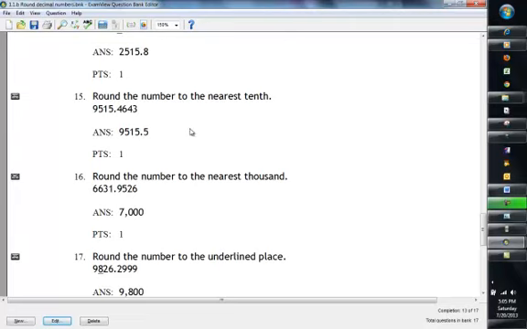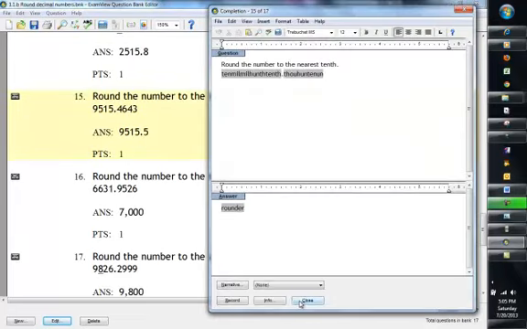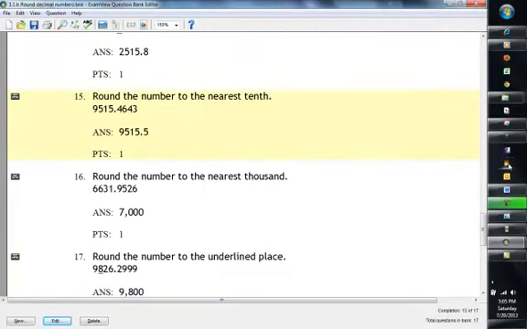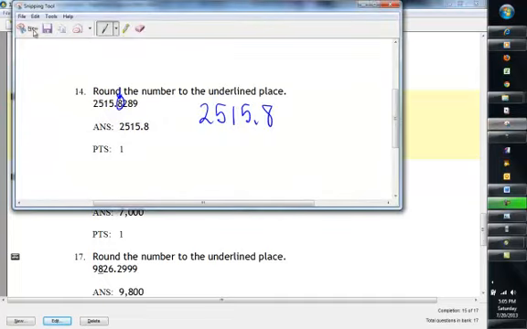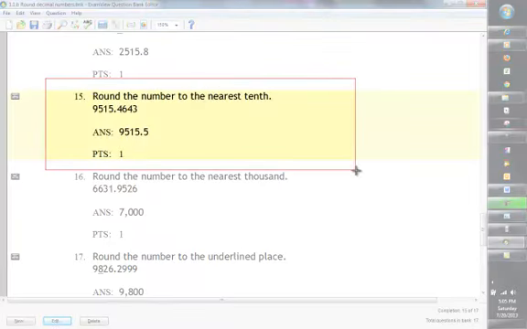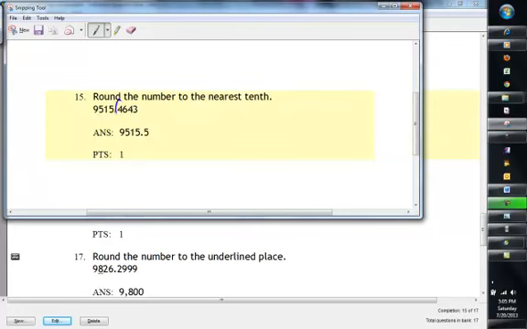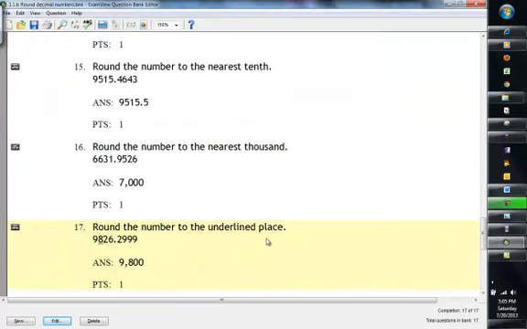All right, next one. This one we're supposed to round to the nearest tenth, so we have to know which one is the tenths place. Notice the difference between tens and tenths. Look at the number after it. It's bigger than 5, so we change the number inside the box to a 5, write everything in front of it the same, 9,515.5.